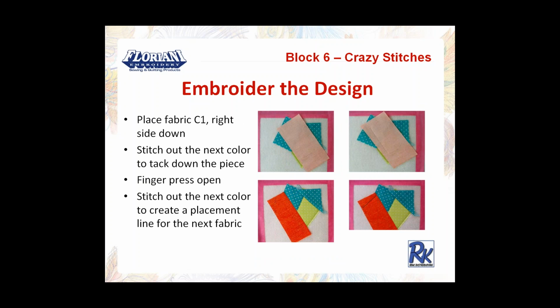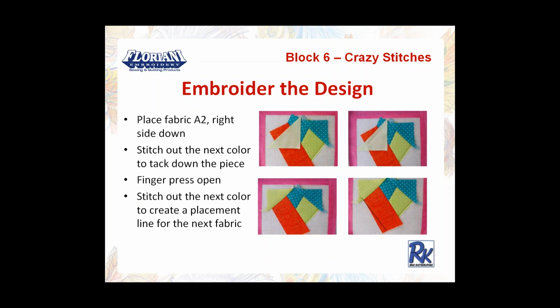And now here's something kind of a little different. Before you do anything else, you're going to stitch out the next color, which is going to create that placement line so it shows you where to put the next piece of fabric, and you can see that in the fourth picture there. Then you're going to place fabric A2 right side down along that line or just a little bit off it, stitch out the next color to tack it down, finger press it open, and once again stitch out the next color to create a placement line for the next fabric, as you can see in the fourth picture there.